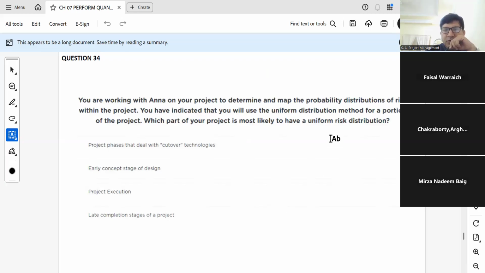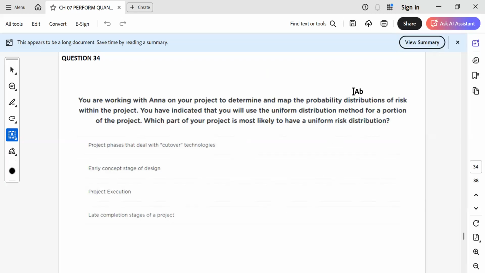Okay, question number 34. You're working with Anna on your project to determine and map the probability distribution of risk within the project. You have indicated that you will use the uniform distribution method for a portion of the project. Which part of the project is more likely to have a uniform distribution? Concept and design stage. Option B, sir.